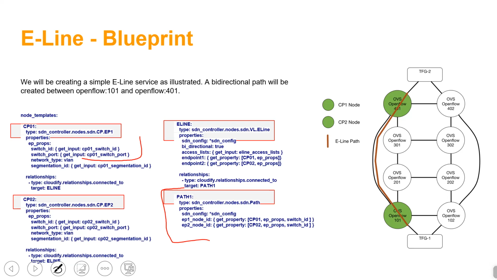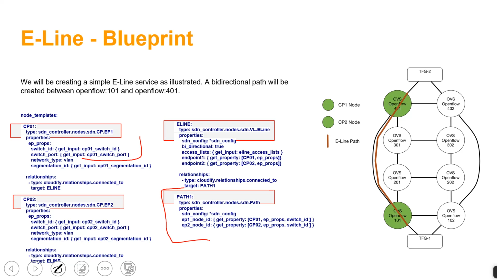Okay, so this is the path that you want to create. The inputs to this plugin, or rather the instance of this plugin, are that you provide the SDN controller details, and then you provide the two communication points. So this as well as this, we would provide to this path.